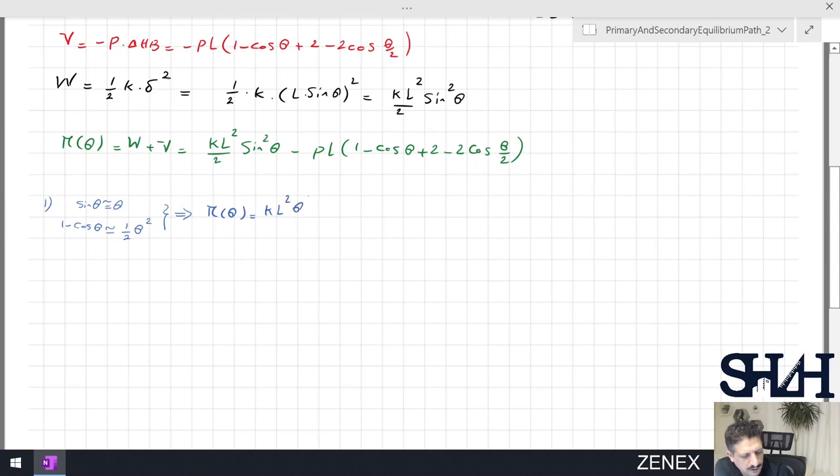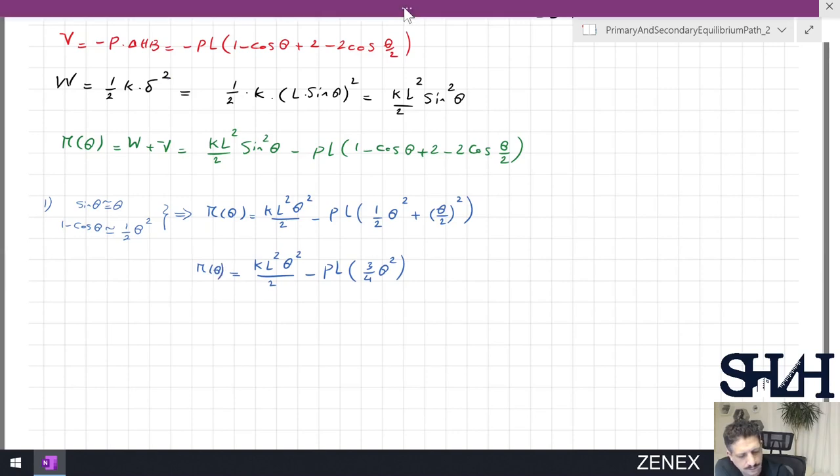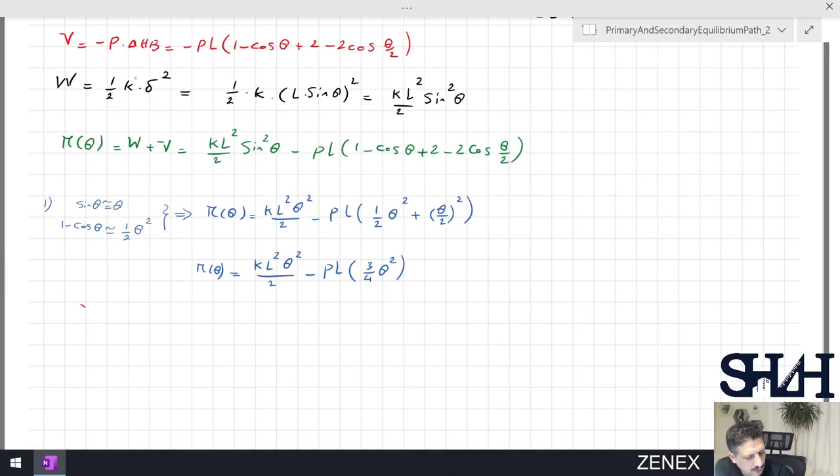So then I can rewrite the equation of pi, which will be K L squared theta squared over 2 minus P L, 1 over 2 theta to the power of 2 plus theta over 2 to the power of 2. I can simplify: K L squared theta squared over 2 minus P L 3 over 4 theta to the power of 2. Now, the derivative of pi with respect to theta will be K L squared theta minus 3 over 2 P L theta equals 0. Then again, I have two answers. Theta is 0 and the other one, P will be 2 thirds of K L. So I can name this 2 thirds of K L as P0.